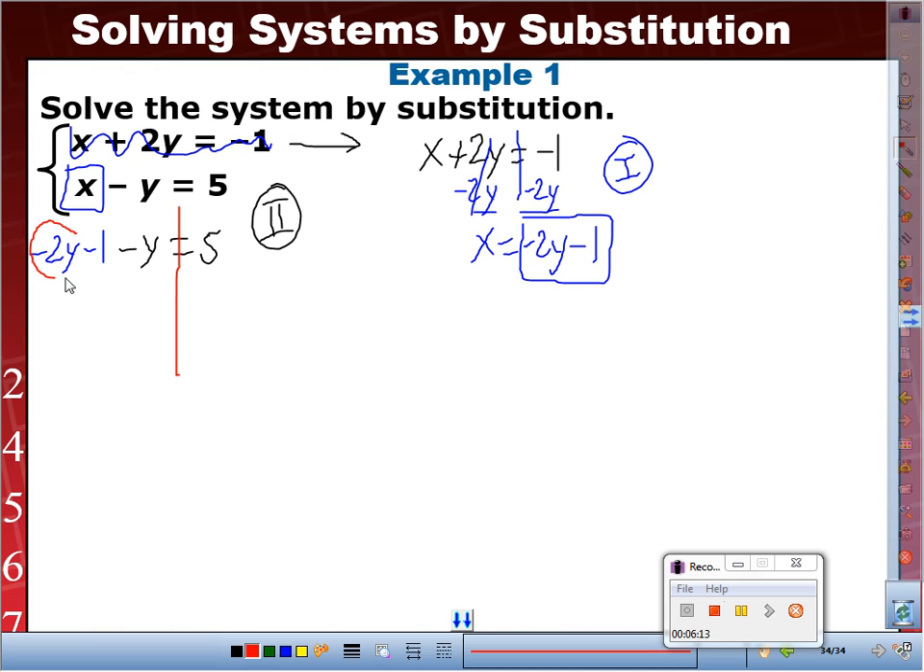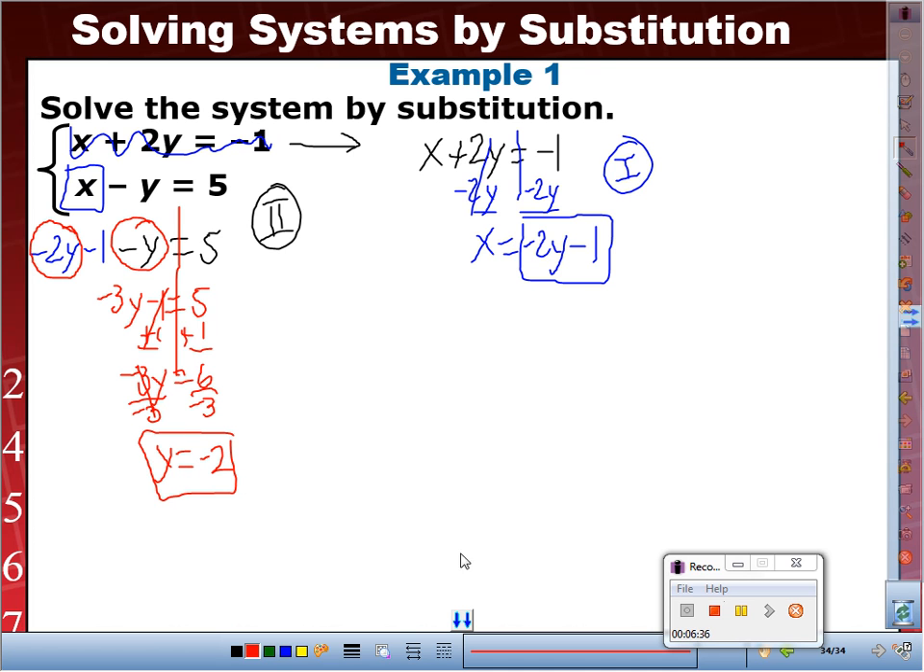Combine like terms. Negative 2y and negative 1y gives me negative 3y. Bring down the negative 1 equals 5. Continue. What do I do from there? Add 1 to each side. That is negative 3y equals 6. What do I do from there? Divide by negative 3. Therefore, y equals negative 2. Copy that, please.